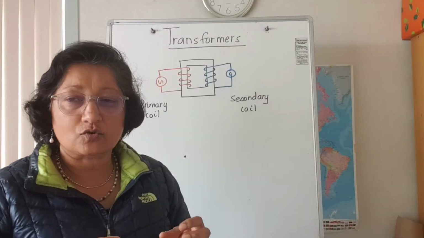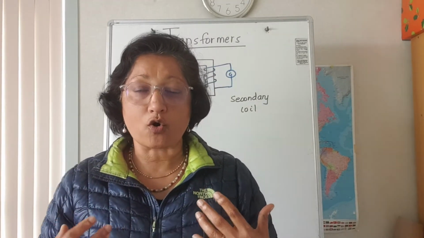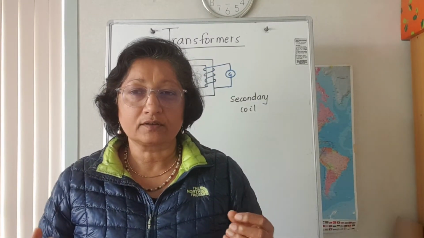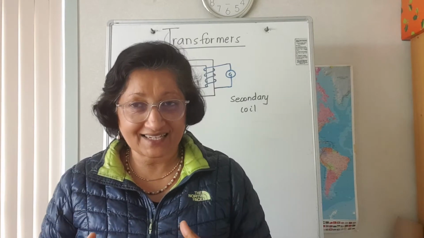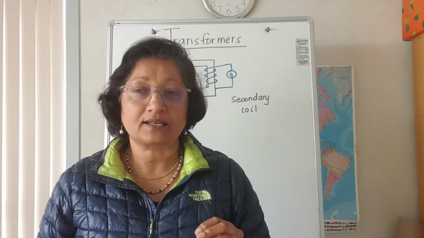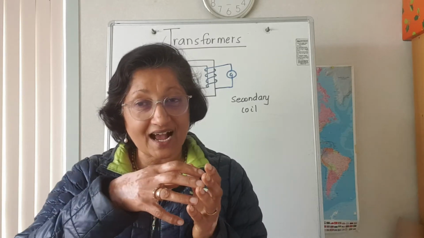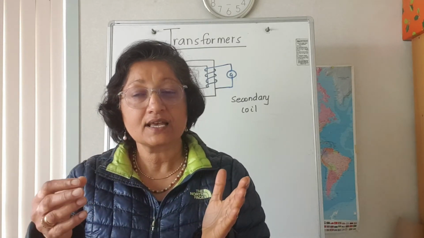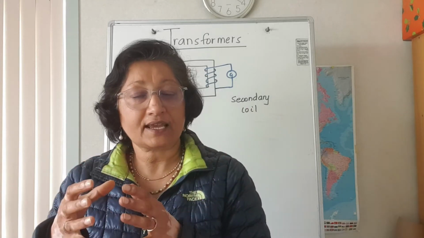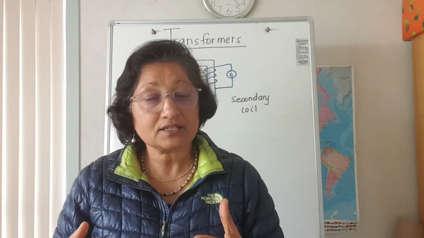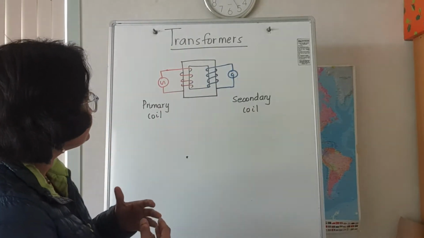Now what is the square thing I've drawn? That stands for an iron core. Why do we need an iron core? The thing is, iron is magnetic. So what the iron core does is increase the efficiency of a transformer, guiding all the lines of flux from the primary to the secondary so that nothing is lost. That's what the iron core does.